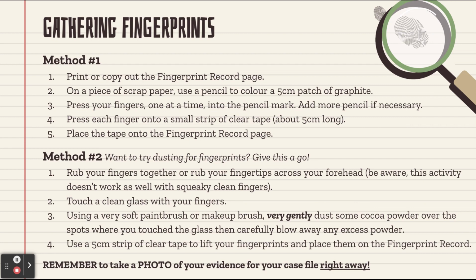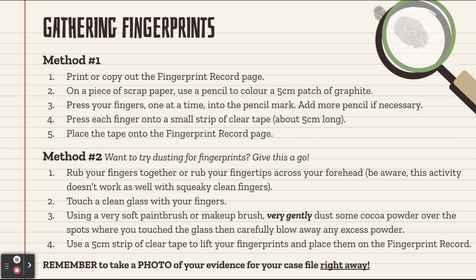We also have 2 methods for gathering fingerprints. The first method is a little more straightforward and a little more reliable. For this, print or copy out the fingerprint record page. On a piece of scrap paper, use a pencil to color a patch of graphite about 5 centimeters by 5 centimeters. You want it to be big enough that you can place the entire pad of each one of your fingers and your thumb on it and get graphite on your finger.